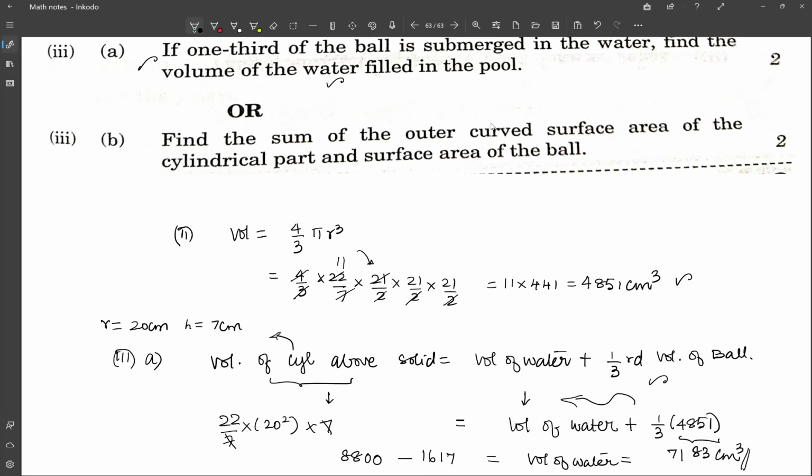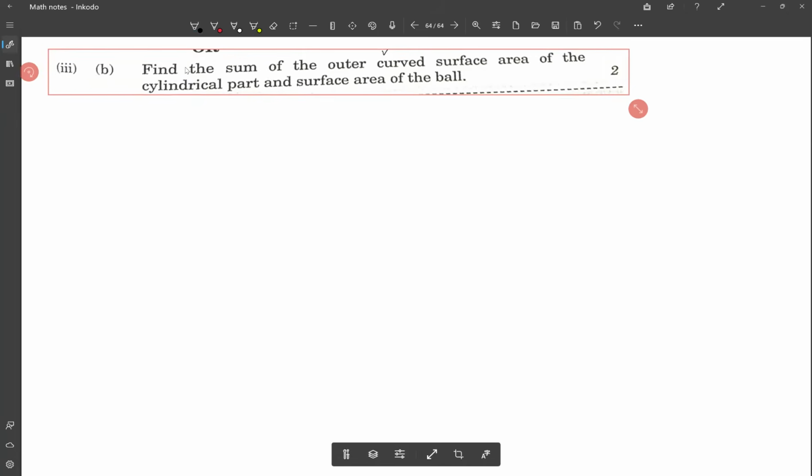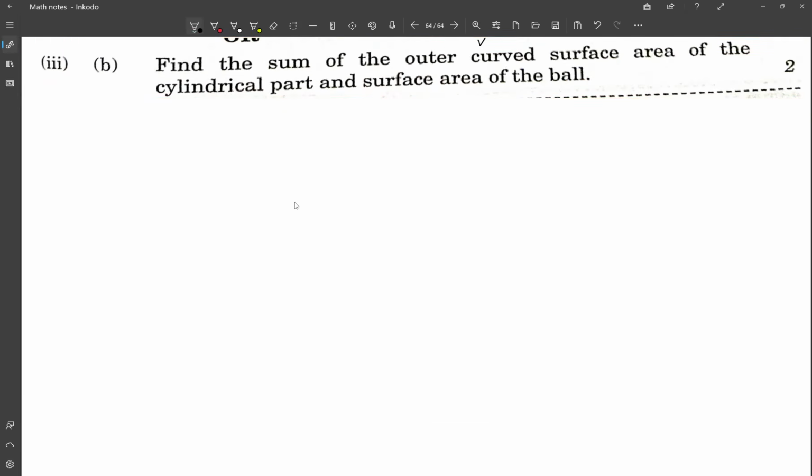Find the sum of outer curved surface area. Look at this question. Find the sum of the outer curved surface area of the cylindrical part and the surface area of the ball. So cylindrical part, okay, so that's the CSA of the whole cylinder plus the surface area of the ball. So CSA of the ball.